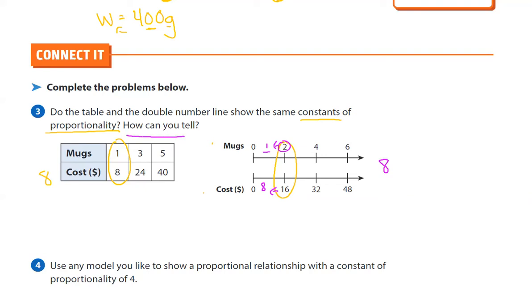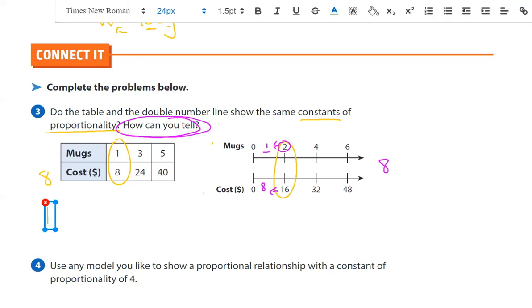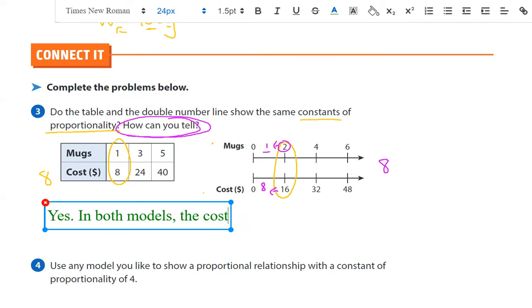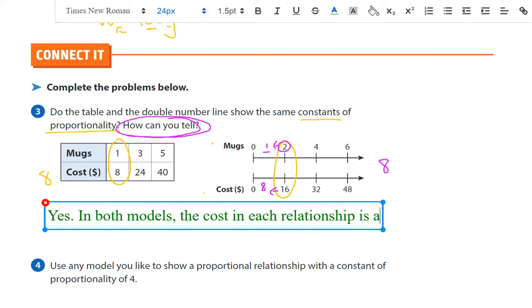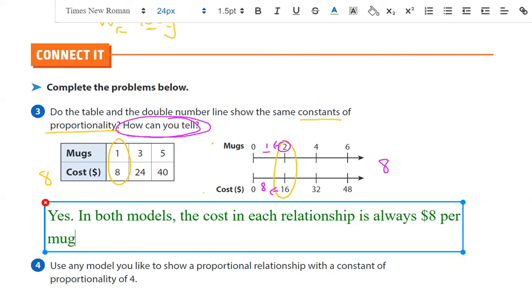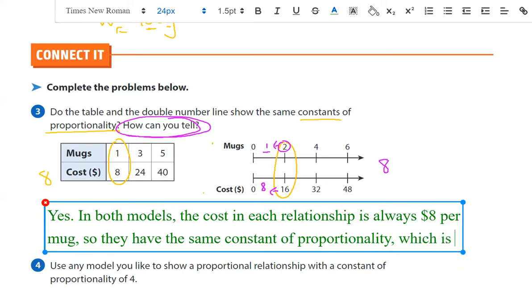Now, how can we tell? Let's see, how can we word that? Let's do, yes, in both models, the cost in each relationship is always $8 per mug. So they have the same constant of proportionality, which is 8. There we go. That's a pretty good one.